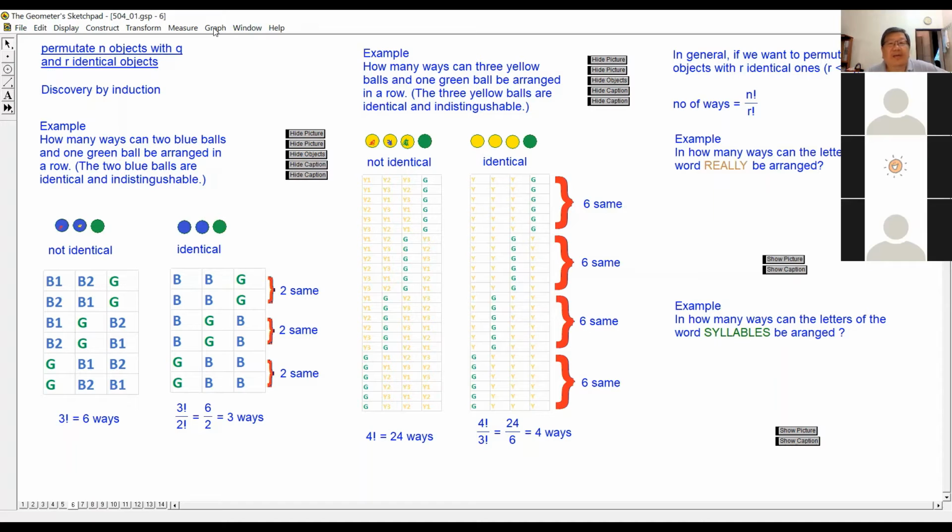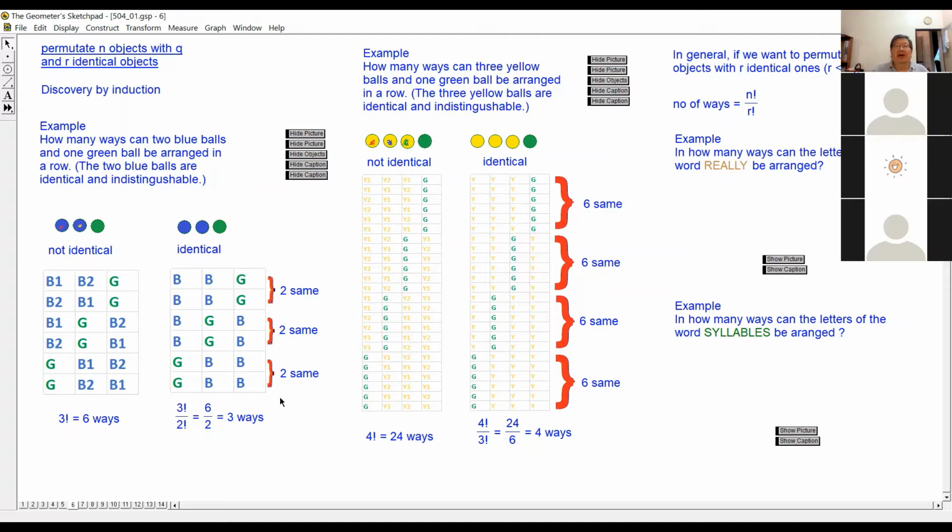Now earlier on, the first example, we have 2 blue, 1 green. So altogether, how many objects? 3 objects. So we have 3 factorial. How many identical objects? 2 identical objects. So divided by 2 factorial. So 3 factorial divided by 2 factorial, 6 divided by 2. So they are all together 3 ways.